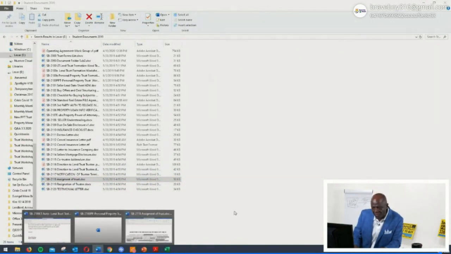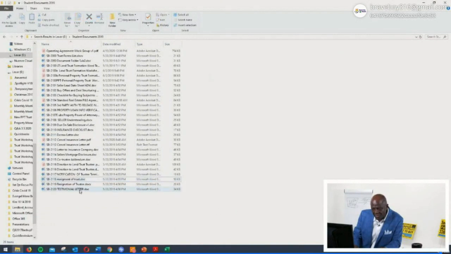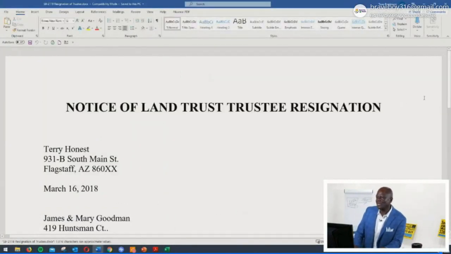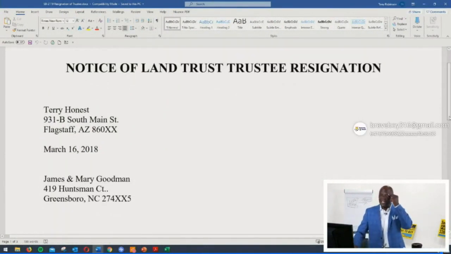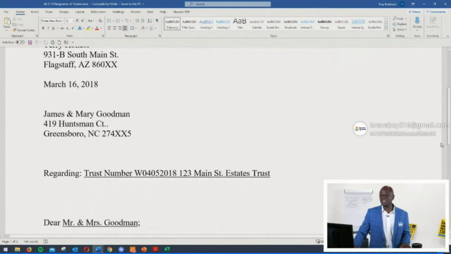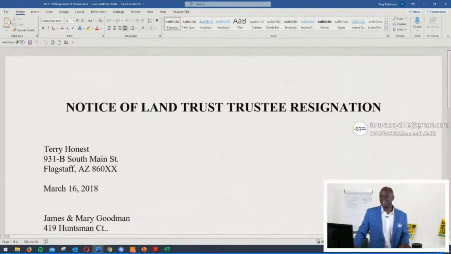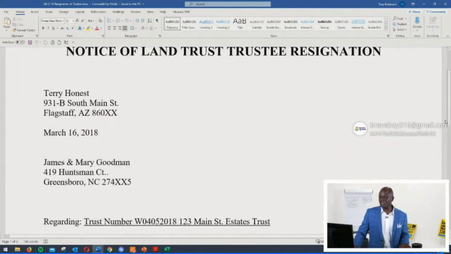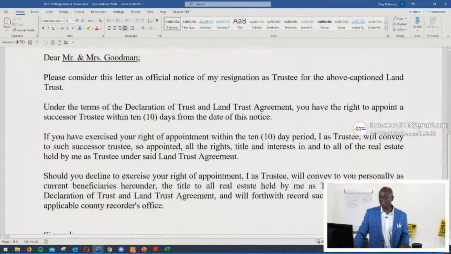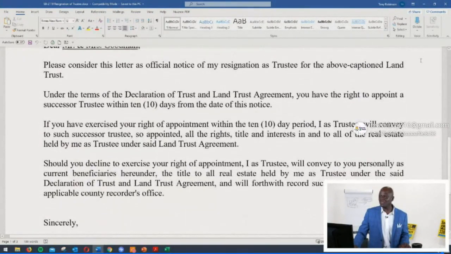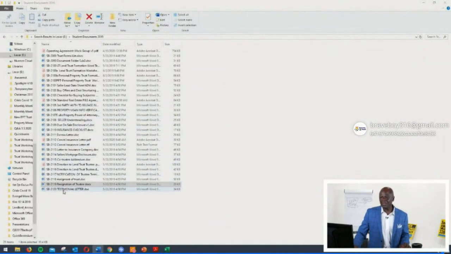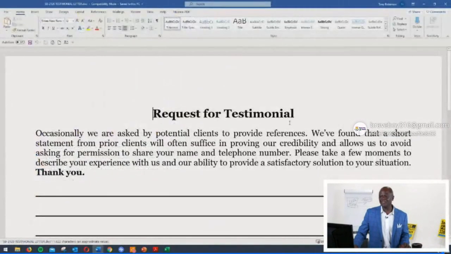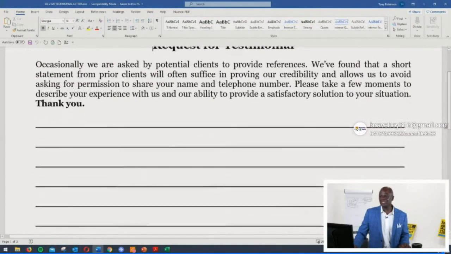Next document. The next one is where the trustee actually does resign. So in this case, your trustee sends you a letter saying he's resigning and you need to appoint someone else as trustee. That's no problem. You just appoint another trustee and keep it moving. Next thing, and last thing you have in your file, is a request for testimonial.